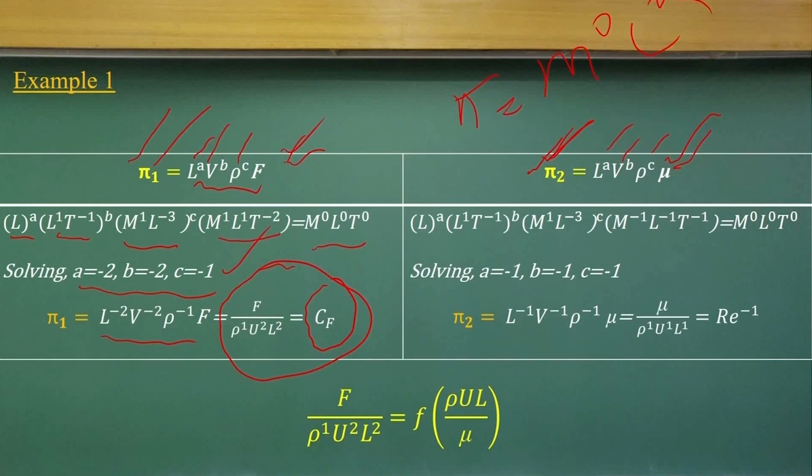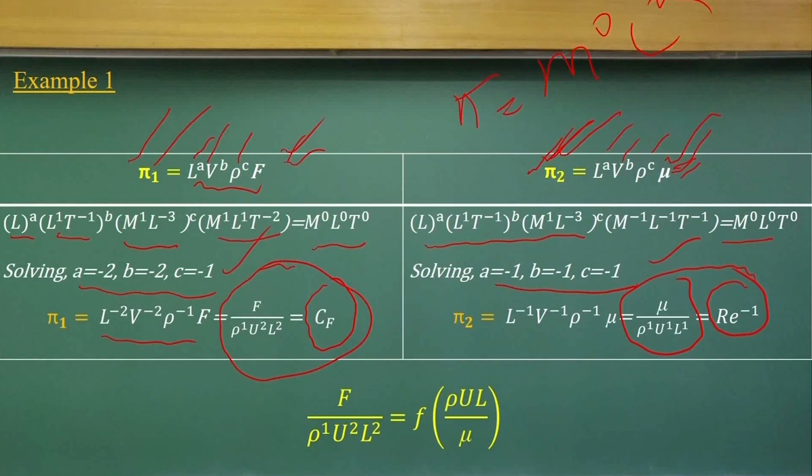The same way, if you do this for pi 2, where the same a, b, c you can consider, it does not matter, and mu here is the dynamic viscosity. Again, I substitute the dimensions of length, velocity and density, equate them, and I will get the a, b, c values. Then I get this pi 2, which is the reciprocal of the Reynolds number. Okay, the reciprocal of the Reynolds number.